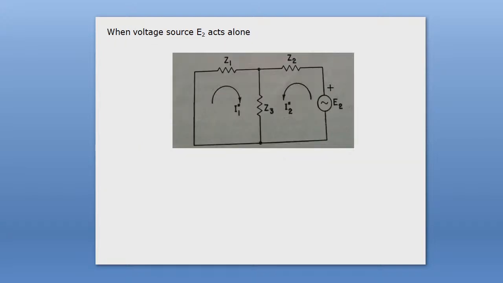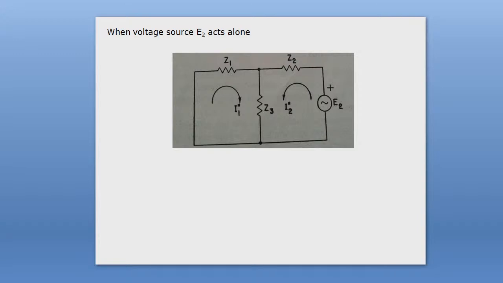Now everyone see the circuit for case 2, when only the E2 supply voltage is present in our circuit and E1 is shorted out by its internal resistance. So, second case. Now everyone calculate the expression of I1 prime and I2 prime for the supply voltage E2 using the concept of Kirchhoff voltage law or mesh equation.